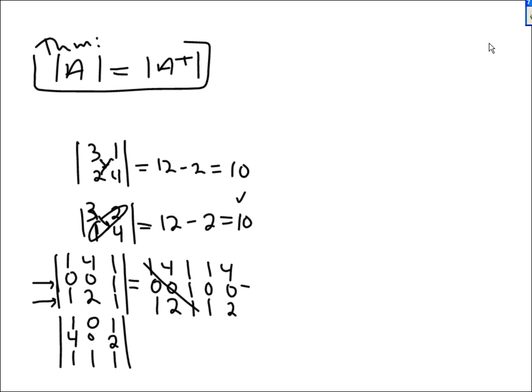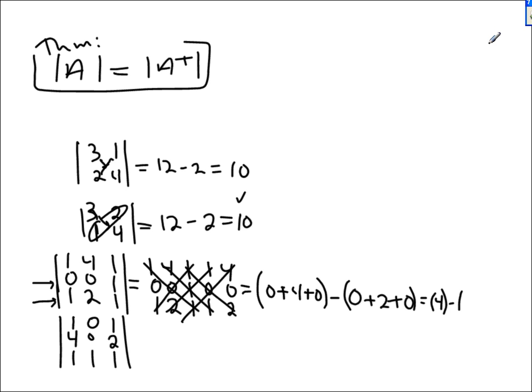This product is 0. This product is 4. And the next product is 0. Minus. This product is 0. The next product, 2 times 1 times 1, is 2. And that last product is 0. The first bracket is 4. Minus the second bracket, which is 0 plus 2 plus 0, is 2. 4 minus 2 is my answer. That is, it equals 2.